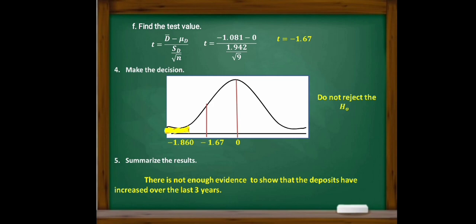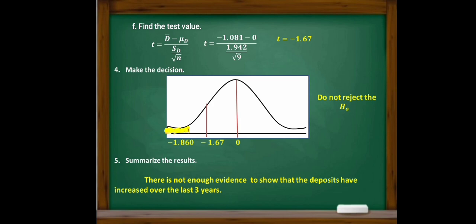So, do not reject the null hypothesis. Why? Since the test value, negative 1.67, is greater than the critical value, negative 1.860, in which the test value does not fall in the critical region. This critical region is the colored region, the one colored yellow. So, do not reject the H0 or the null hypothesis.